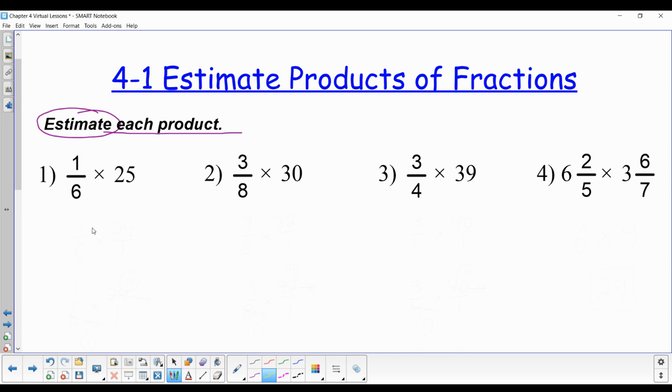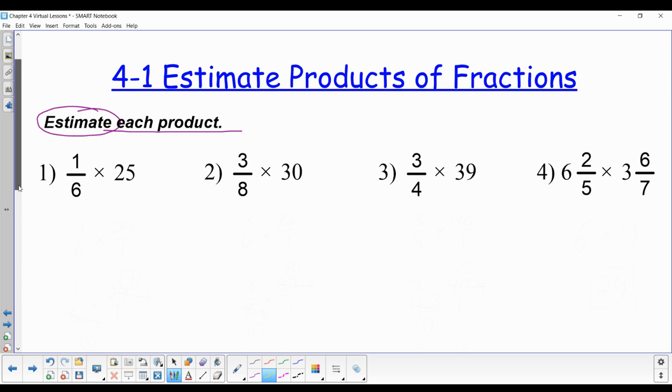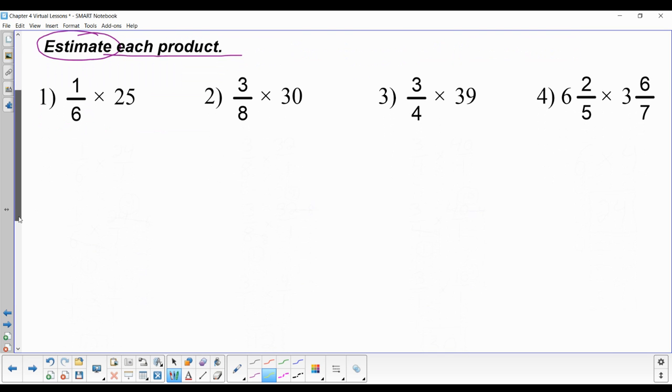The first three examples are going to be a fraction with a whole number, and they are done one way, while multiplying mixed numbers is done slightly different and a little bit easier. So let's look at problem number 1. We have 1/6 times 25. When you go to estimate, an estimate is you just rounding the numbers to something that you can do easier and quicker in your head to figure out about what the actual answer would be.